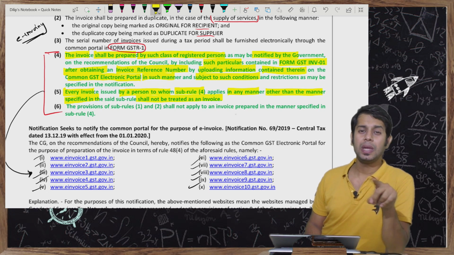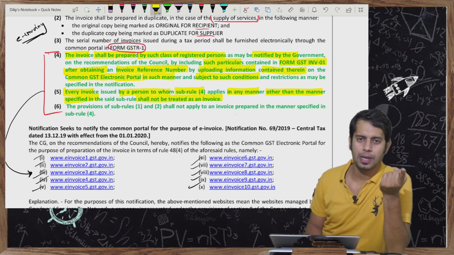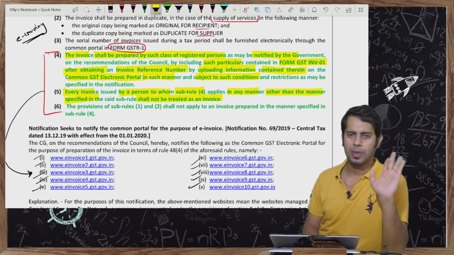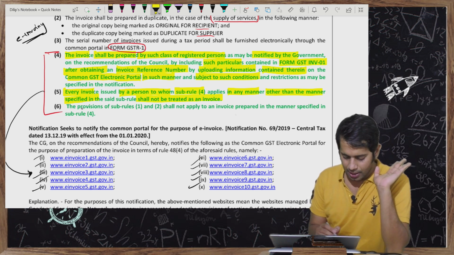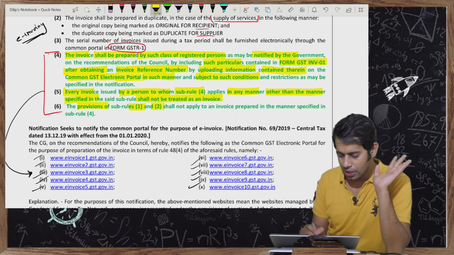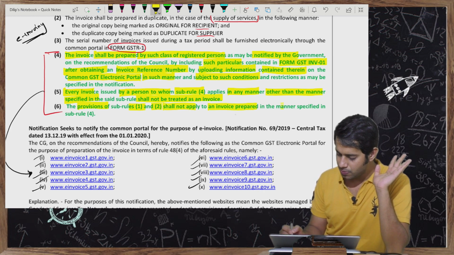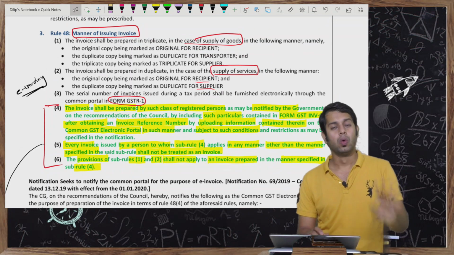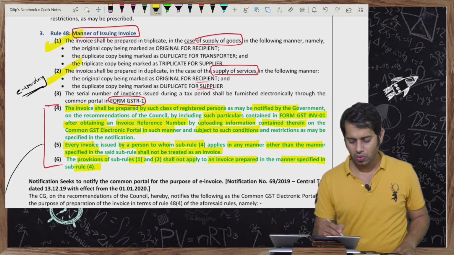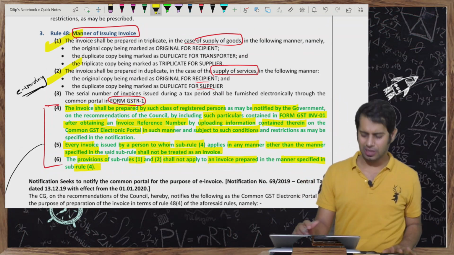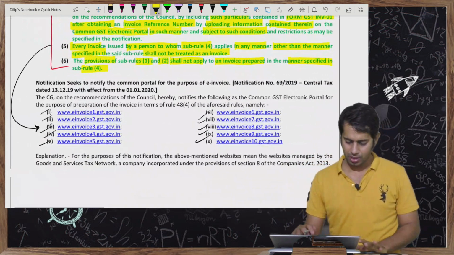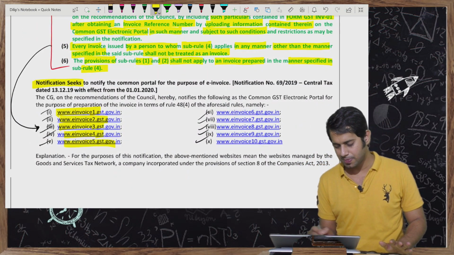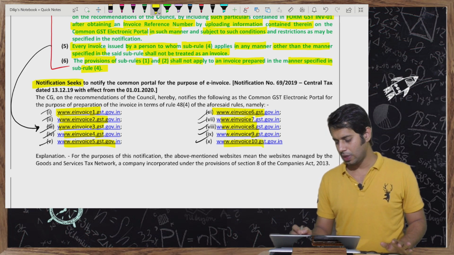So what if the provisions of sub-rule 4 are not applicable to me? What if the e-invoicing provision is not applicable? Then whatever normal invoices you are issuing are valid. The provisions of sub-rule 1 and 2 shall not apply to an invoice prepared in the manner specified in sub-rule 4. So if you are a person who is giving e-invoices, for you the triplicate, duplicate, etc. is also not applicable. So this notification is there, which has given a list of different websites where you can go and generate e-invoices.